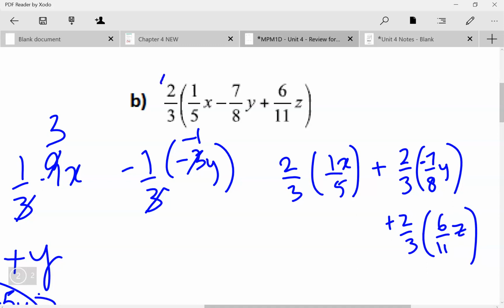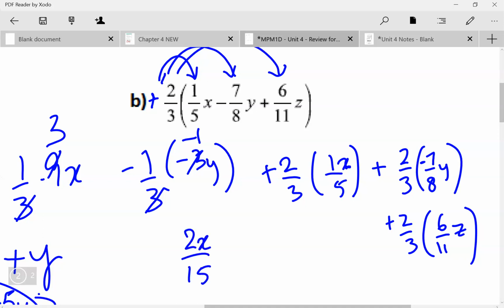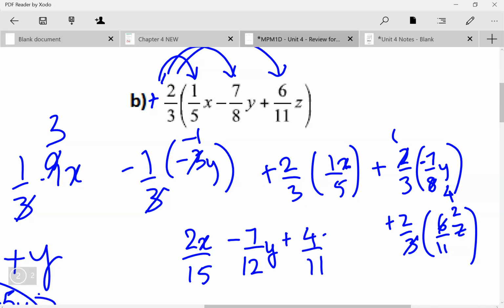Again, positive 2 over 3 times this, times this, times this. Positive 2 over 3 times 1x over 5, negative 7 over 8y, 16 over 11z. Again, hopefully we can see a clear distinction here between the numerator and denominator when you write it like this. 2x over 15. I can cross cancel something over here, which I will. So minus 7 over 12y. And I can cross cancel something here, plus 4 over 11z.